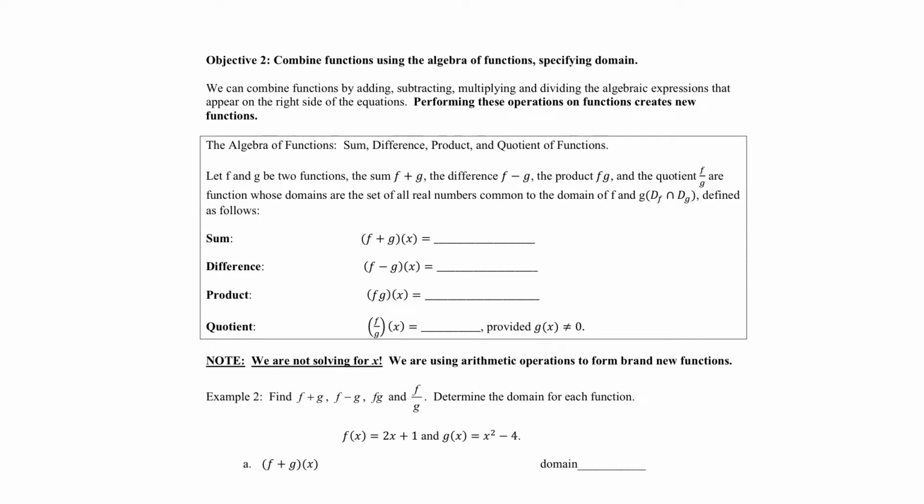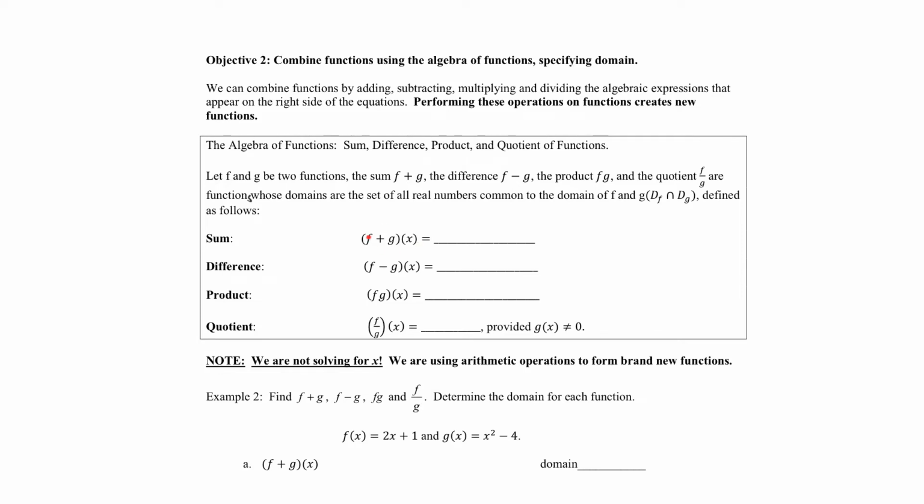So if we let f and g be two functions, the sum f plus g, the difference f minus g, the product f times g, and the quotient f divided by g are new functions whose domains are the set of all real numbers common to the domain of f and g.